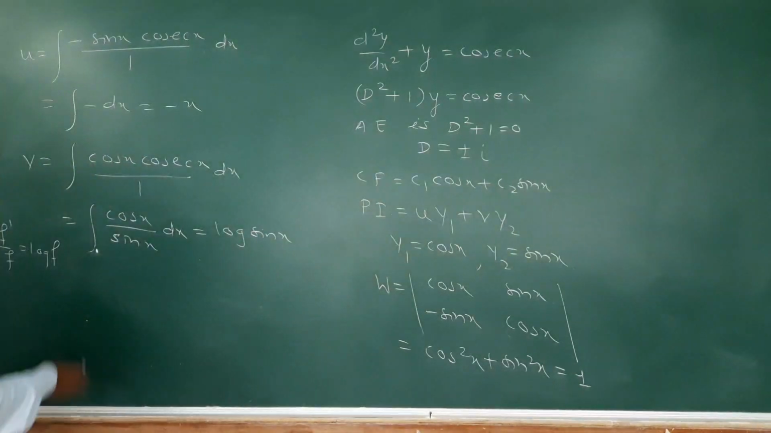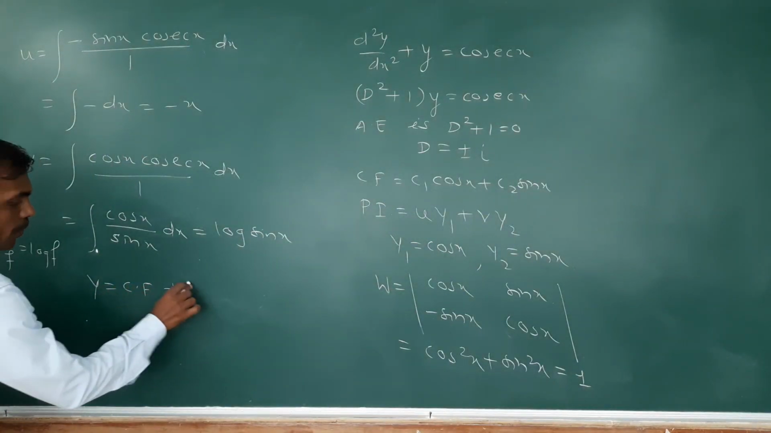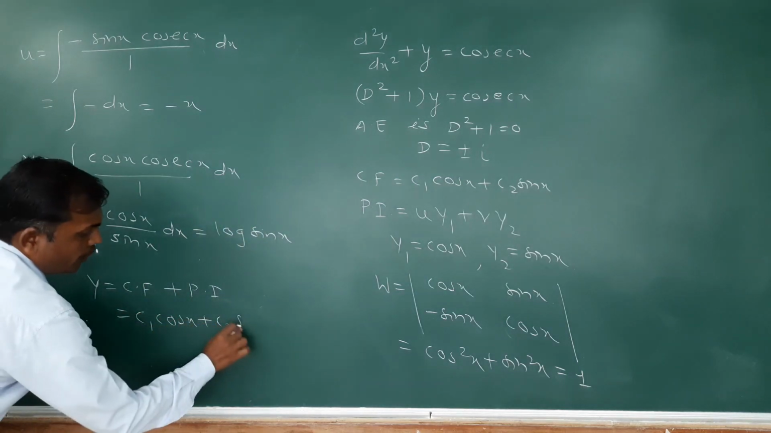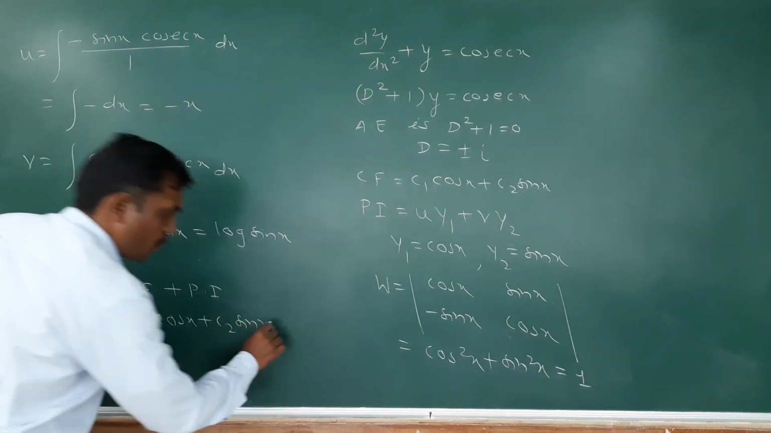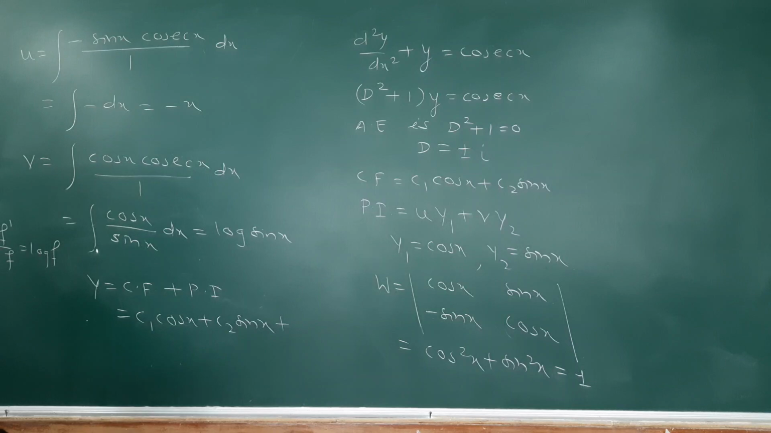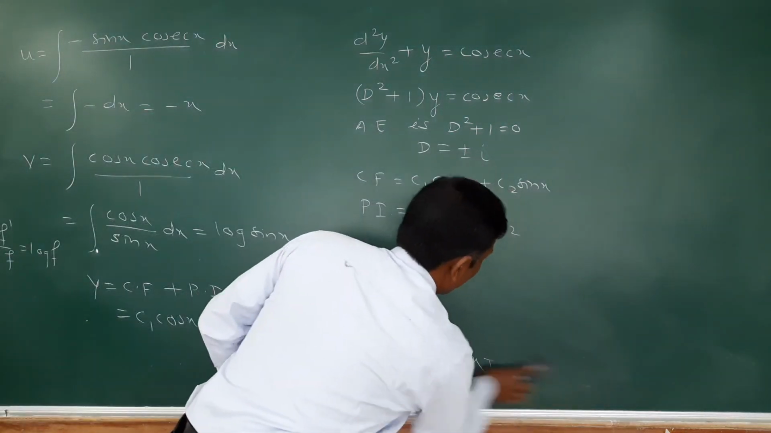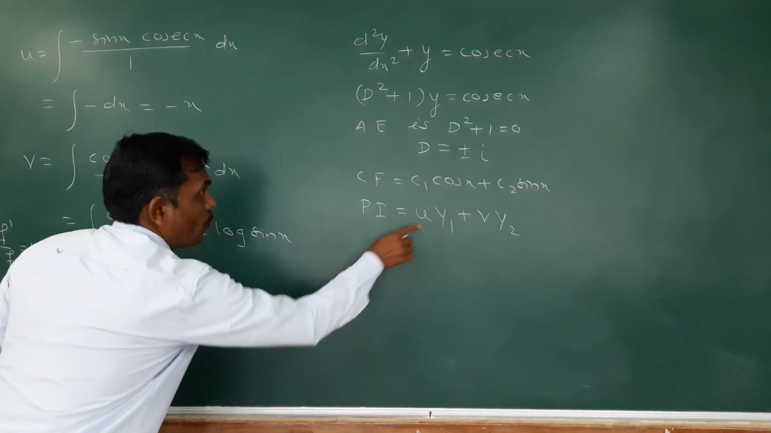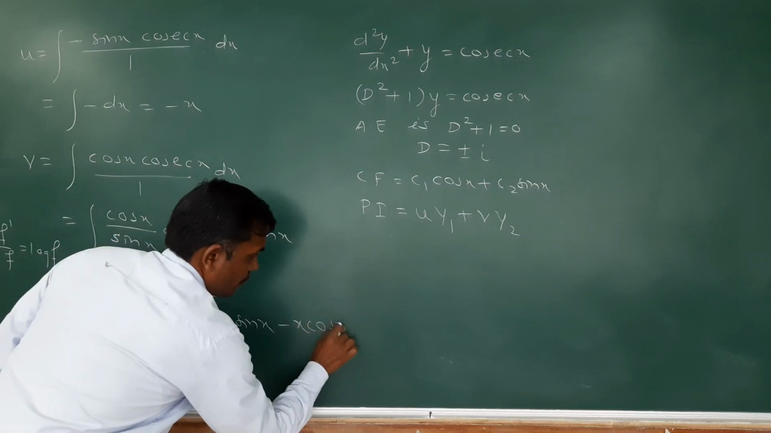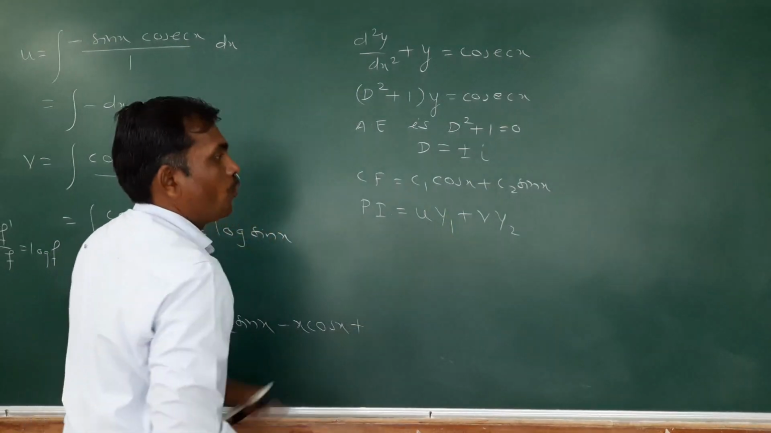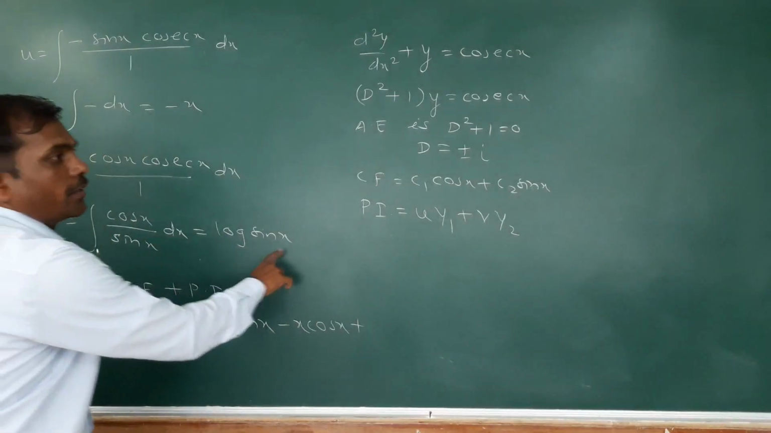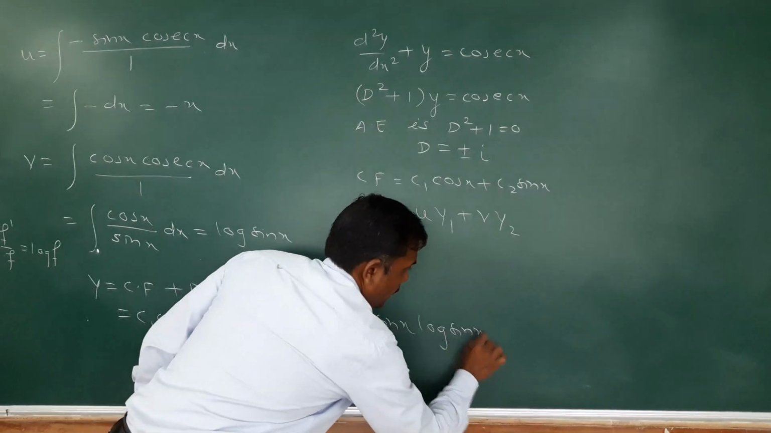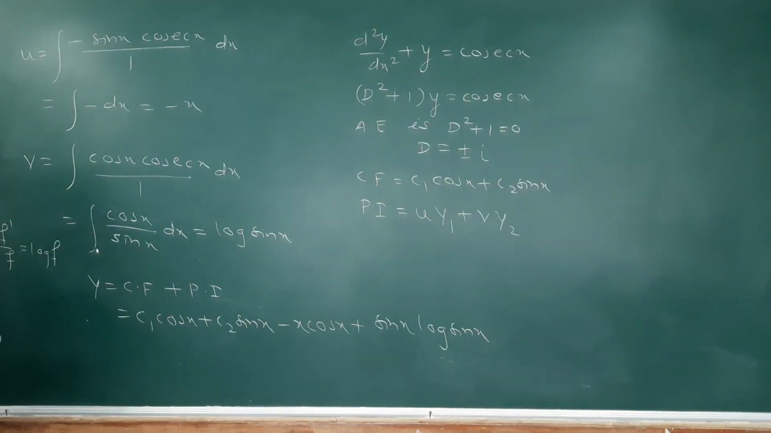So our final answer is y is equal to CF plus PI. Complete your answer: C1 cos x plus C2 sin x plus the particular integral u y1 plus v y2. Here u means minus x, so minus x into y1, cos x. Plus v means log of sin x, and y2 is sin x, so sin x into log of sin x. So in this way we get our answer.